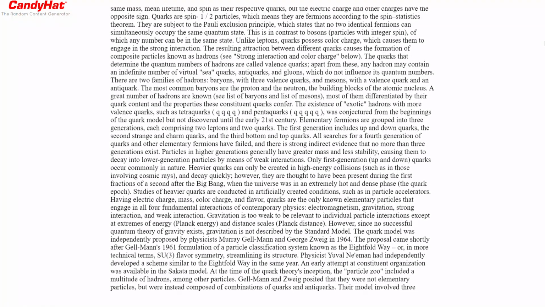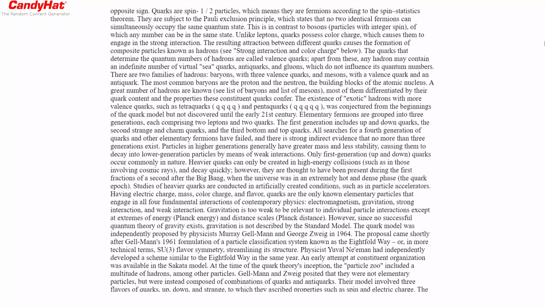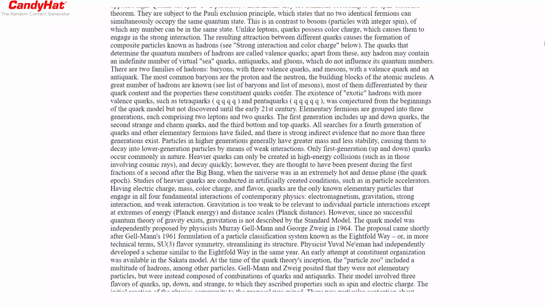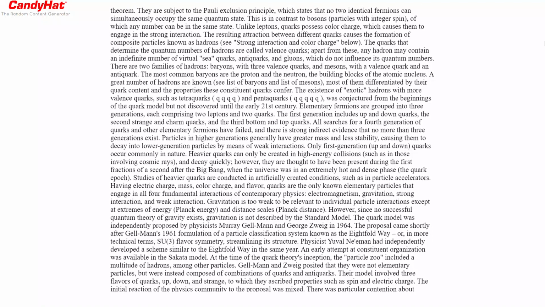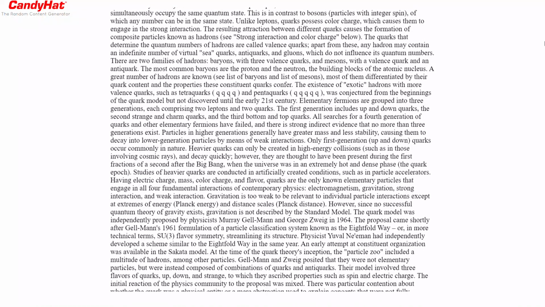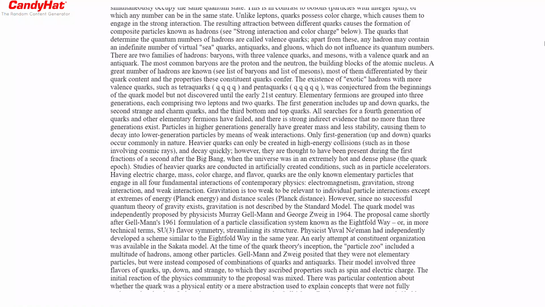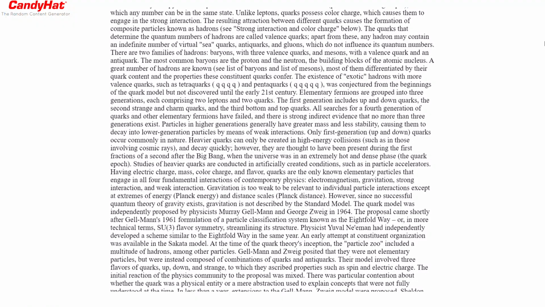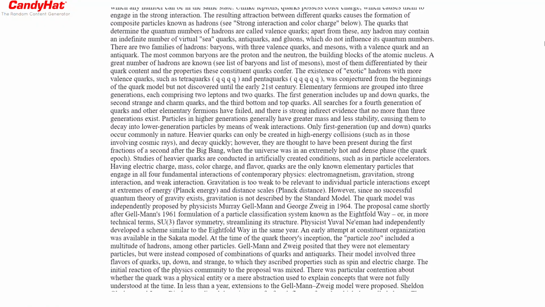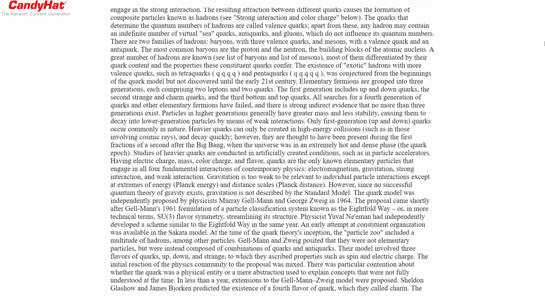The particle zoo included a multitude of hadrons, among other particles. Gell-Mann and Zweig posited that they were not elementary particles, but were instead composed of combinations of quarks and antiquarks. Their model involved 3 flavors of quarks, up, down, and strange, to which they ascribed properties such as spin and electric charge. The initial reaction of the physics community to the proposal was mixed. There was particular contention about whether the quark was a physical entity or a mere abstraction used to explain concepts that were not fully understood at the time.